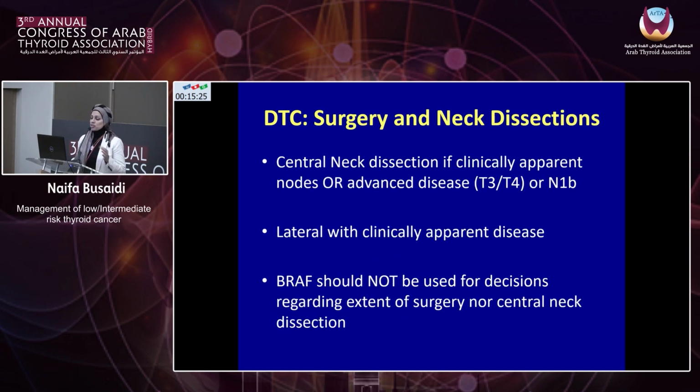The guidelines for 2015, which are actually going to be updated hopefully this year, these are the latest American Thyroid Association guidelines, talk about a central neck dissection should be done if there's clinically apparent lymph nodes. The surgeon's eye is very important, as well as preoperative imaging, or if they have advanced disease like T3, T4. And lateral neck dissections should not be done prophylactically, but only in the clinically apparent disease.